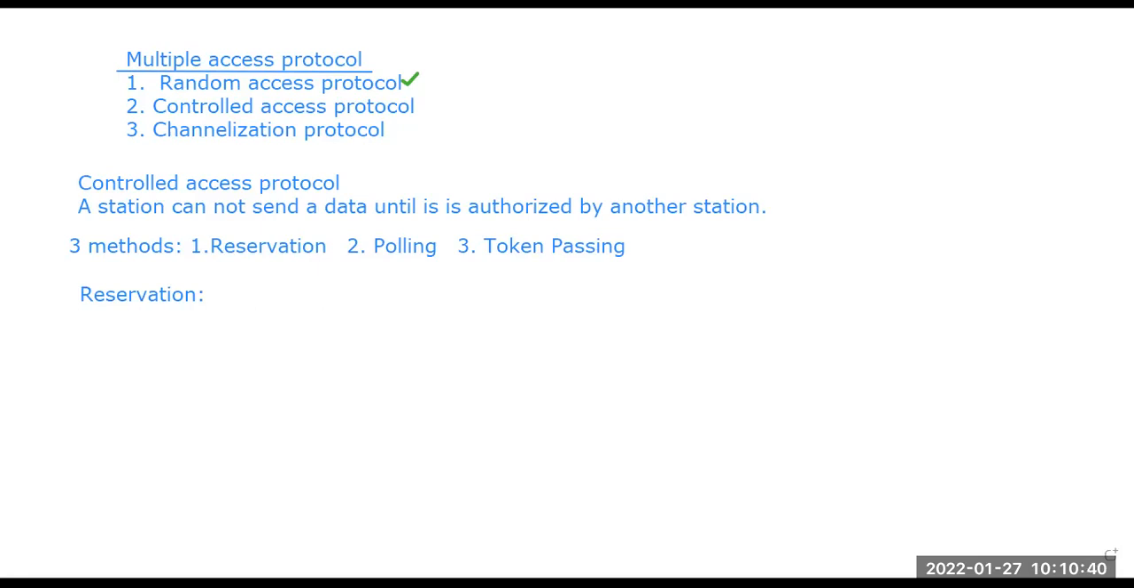So when a station is trying to send data, before that, the station needs to make a reservation of the medium. The reservation of the medium means by which particular path, by which transmission medium path, the data will be sent by the sender station. So before sending the data, the sender station needs to make a reservation on the medium.